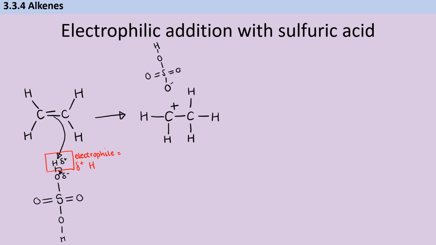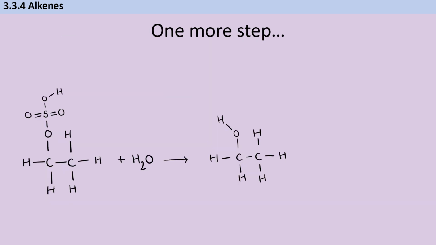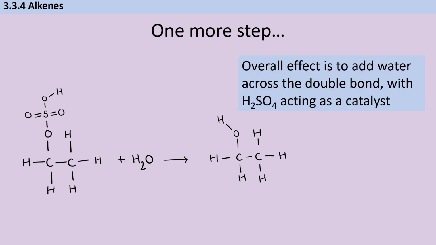And then the rest of the anion from the sulfuric acid is going to come along and attack. So we get this far, but we're not now done. But we've now got one additional step. So now we're going to add further water, and that water is going to split apart into a hydrogen ion. So we're reforming that hydrogen ion that came from the sulfuric acid so that the sulfuric acid can reform. And then also the OH is going to join up to make our product. So actually the overall effect is that we're adding water across the double bond with the sulfuric acid acting as a catalyst.